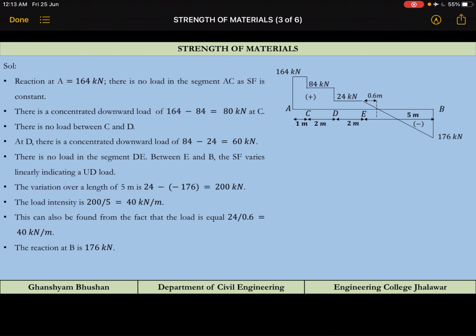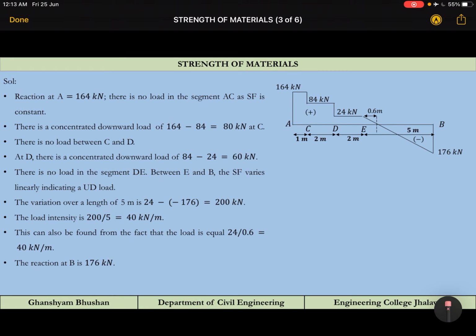So let us see. The reaction at A is 164 kilonewton, which I have already told you. There is no load in the segment AC as the shear force is constant. If shear force is constant, we can interpret that there is no loading in this span, in this span also, here also, and here it is varying. That means some kind of loading is there.